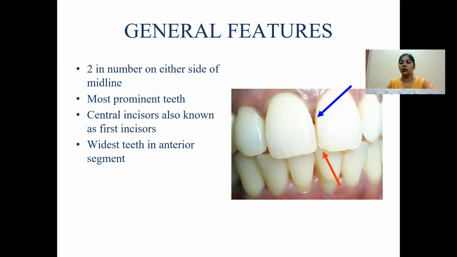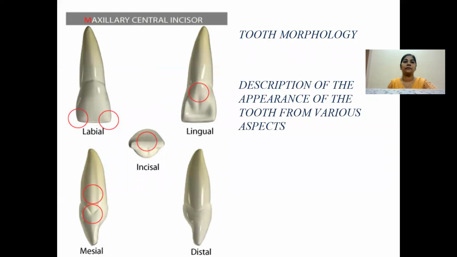This is the only tooth where the mesial surfaces of each tooth are in contact with each other. This is the most prominent tooth in the oral cavity, and central incisors are also known as first incisors. This is the widest tooth in the anterior segment.